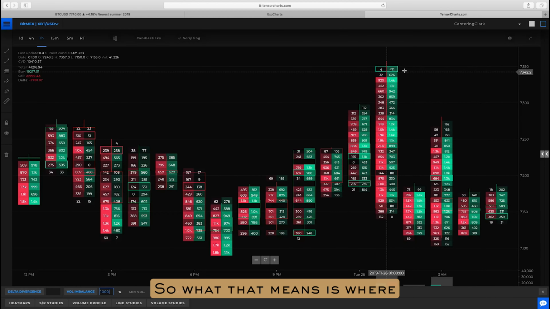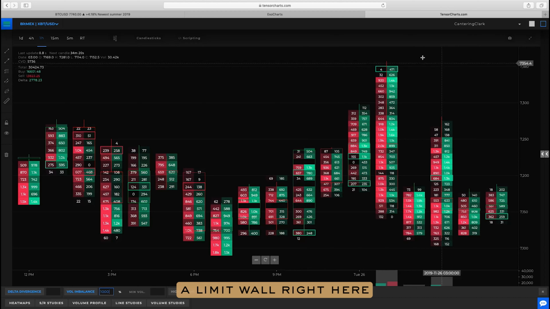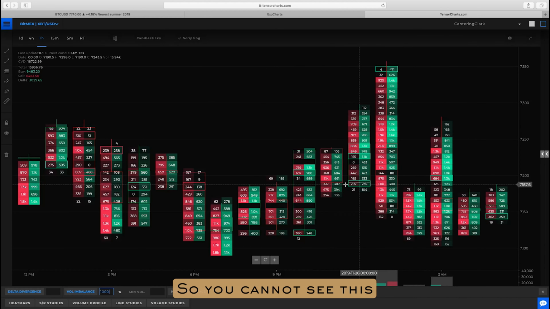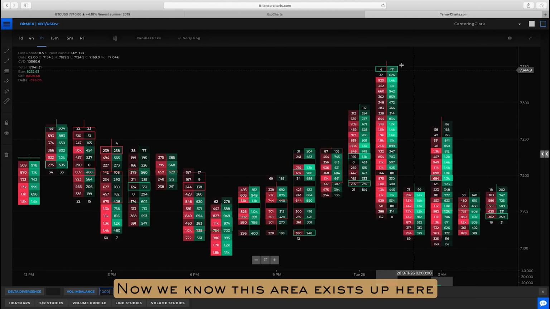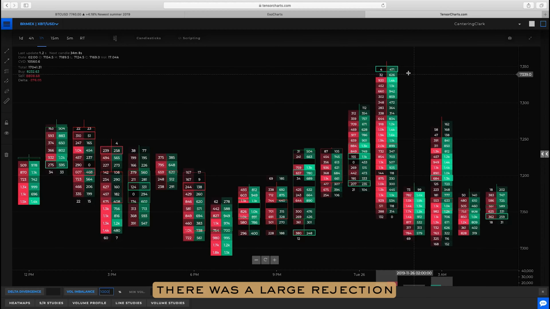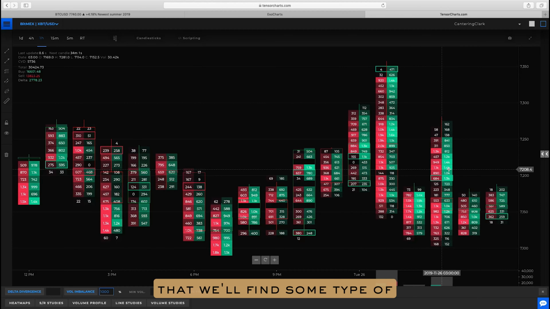So what that means is where are all these buyers hitting into? They're hitting into a limit wall right here. So that passive order flow up here. So you cannot see this if you don't use a footprint chart. Now we know this area exists up here, and this was an area where there was a large rejection, and there was a lot of volume that took place. We could expect that if we come back up to this area that we'll find some type of level of rejection or resistance from sellers again.